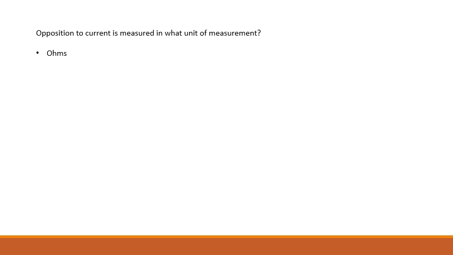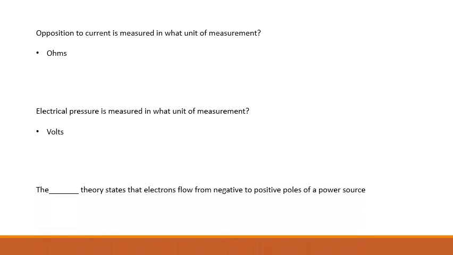It's measured in ohms. Again, if you want to try to answer this question before you see the answers, you can either pause the video or be a bit quick and answer the questions before the answers appear in most cases. Electrical pressure is measured in what unit of measurement? That is volts. The Planck theory states that electrons flow from negative to positive poles of a power source. Again, from negative to positive. That is the conventional theory.